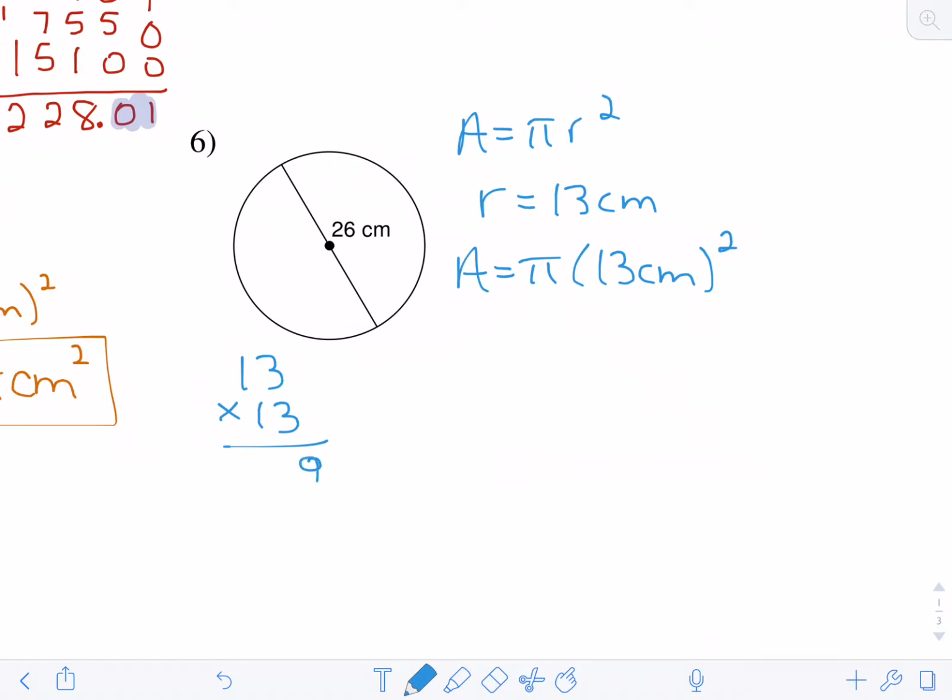3 times 3 is 9. 3 times 1 is 3. Carry your 0. 1 times 3 is 3. 1 times 1 is 1. So when I add those together, I have 9. 3 plus 3 is 6, and there's 1. So my area here is 169 pi centimeters squared.